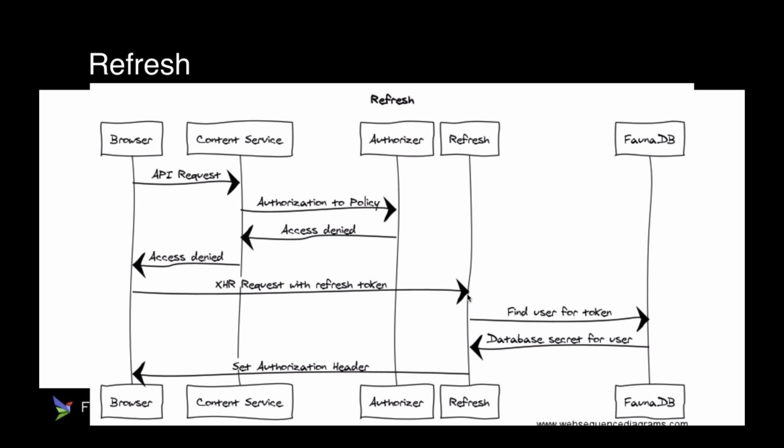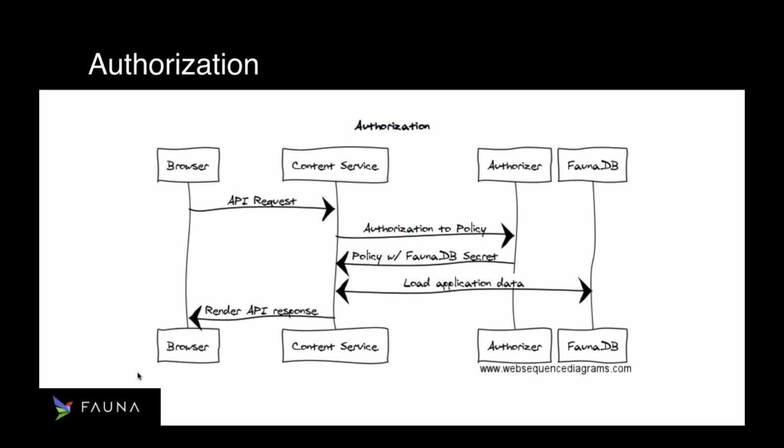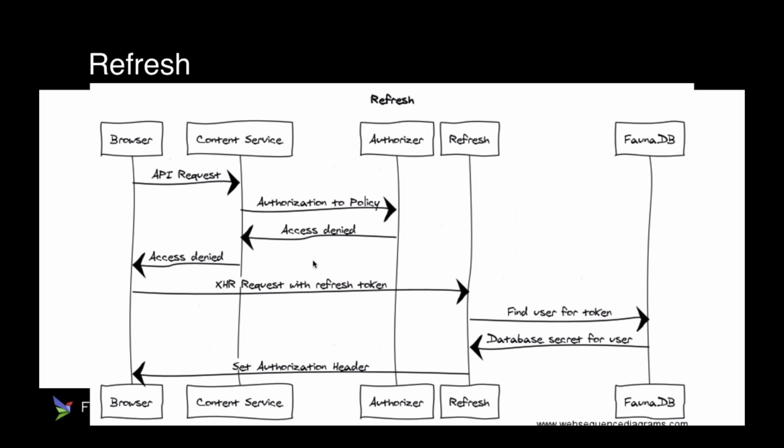The refresh function goes and finds the user that corresponds to that token and creates a new database secret for that user, which gets attached to a new authorization header and gives you back your session. So you're back in the game again, making API requests against the content service and creating to-do lists and all that stuff.